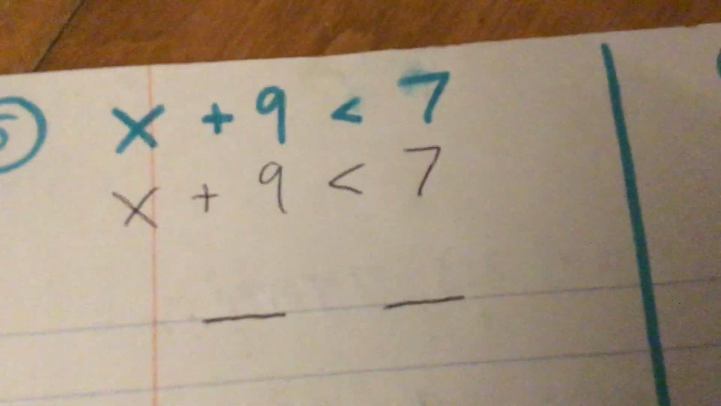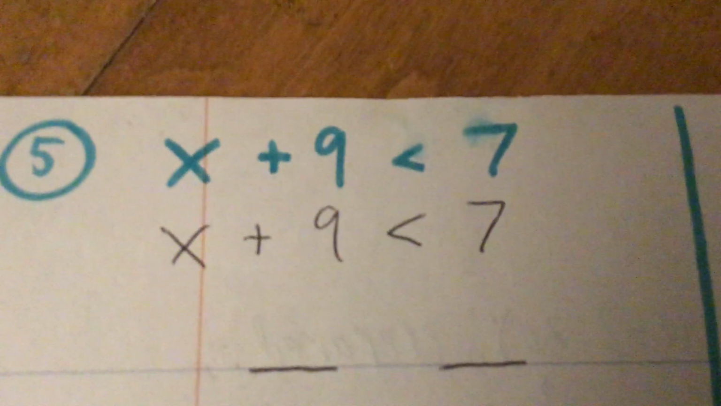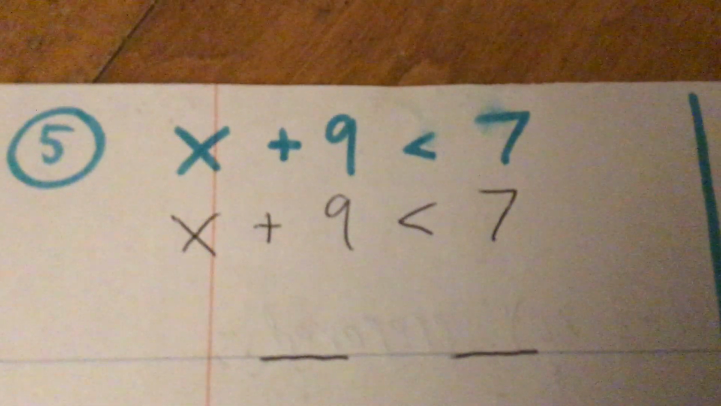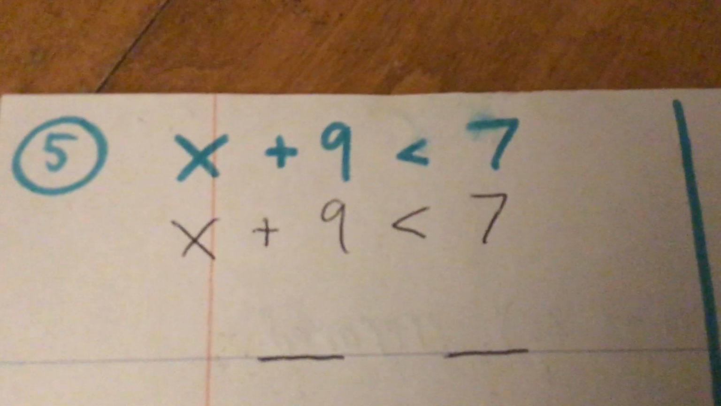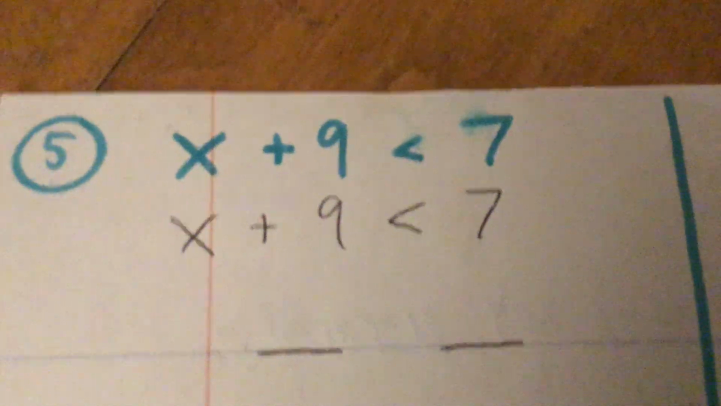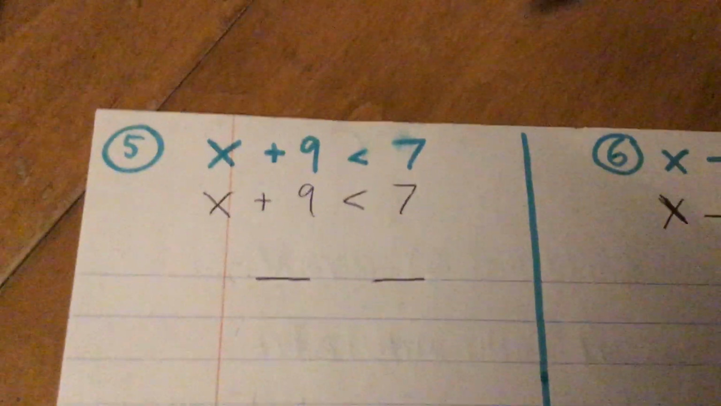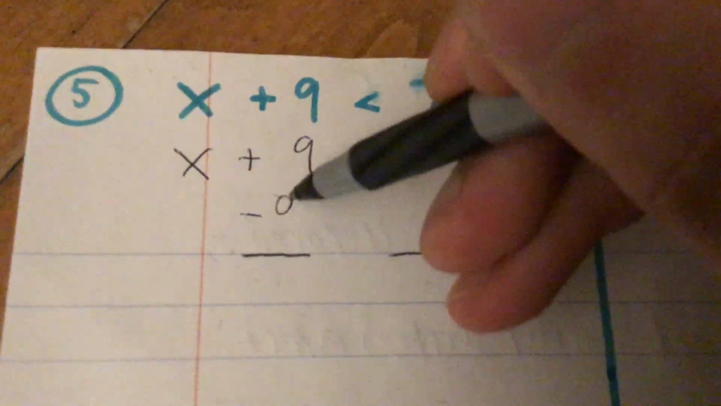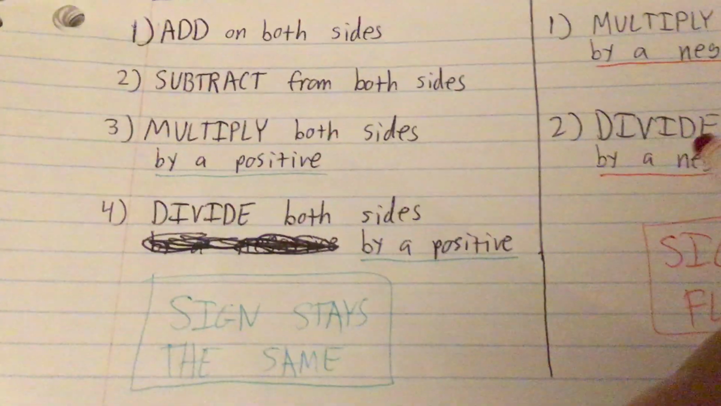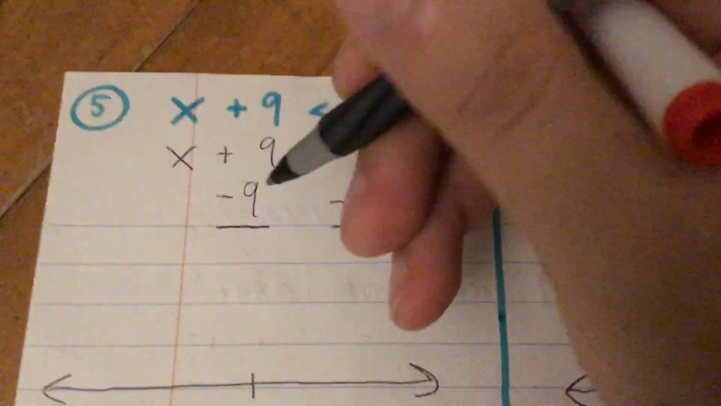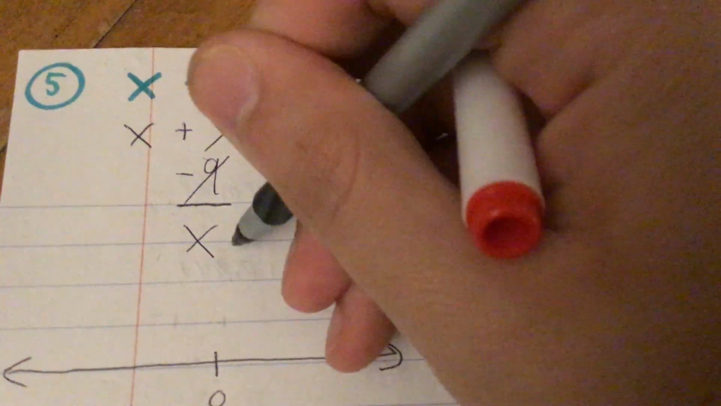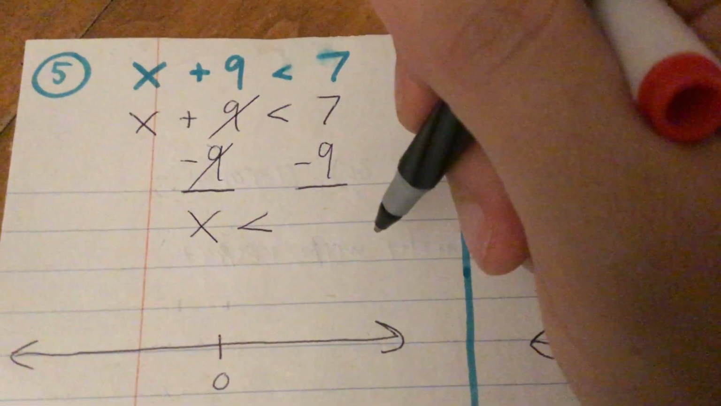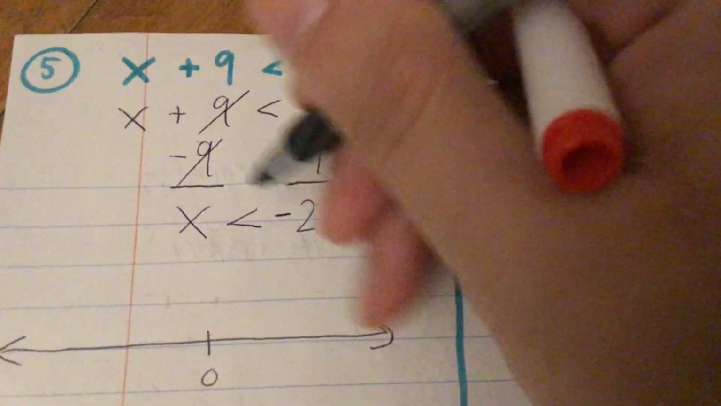All right. x plus 9 is less than 7. If this was an equal sign problem, I could solve this x plus 9 equals 7 by subtracting 9 from both sides. So if I subtract 9 from both sides, once again, what did I do on both sides? I subtracted from both sides, so the inequality still stays the same. So plus 9 minus 9 cancels out, leaving me with x is still less than 7 minus 9, which is negative 2.